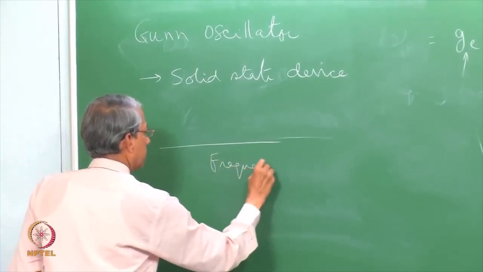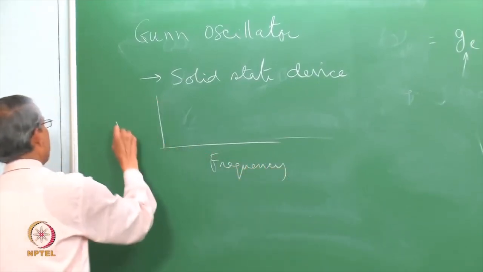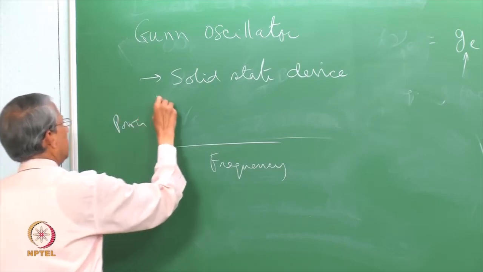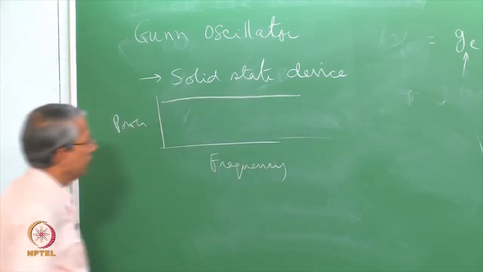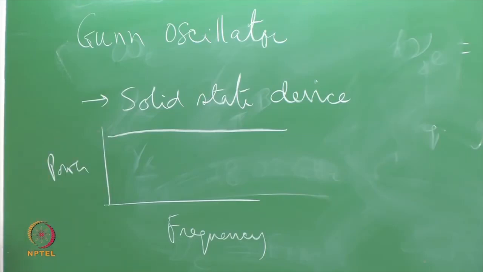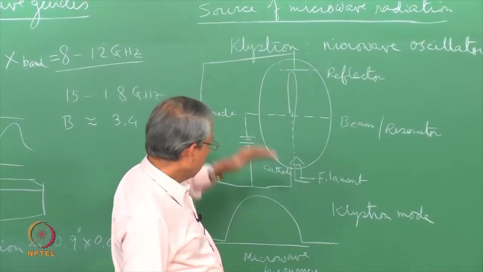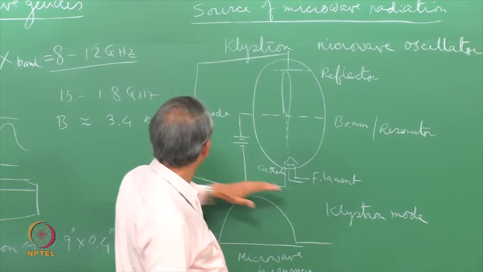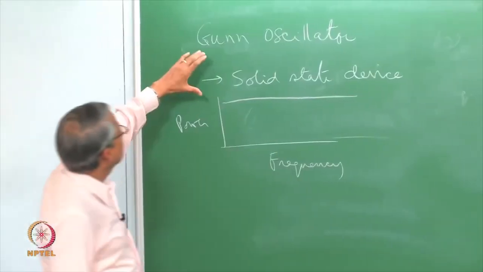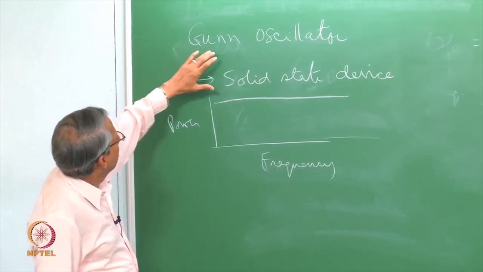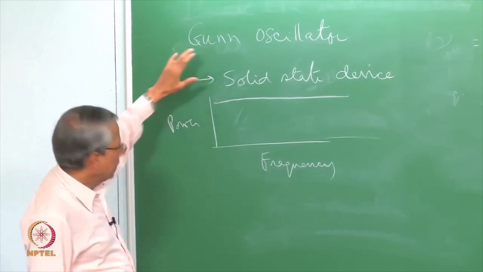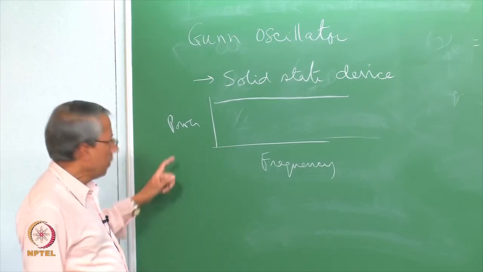as a function of frequency is almost constant. So, that is a main difference here. Now, here I say the reflector voltage changes the microwave frequency to a certain extent. Here also similarly, the voltage that is applied to the Gunn oscillator diode also changes the frequency of the microwave.